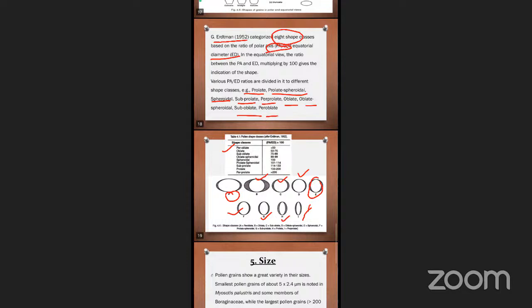This elongated one is called prolate shape. Round like this, that is the spheroidal. And somewhat like this egg-shaped structure, that is called subprolate shape. Is it clear? Shape also clear? Yes, sir. Right. Now size.